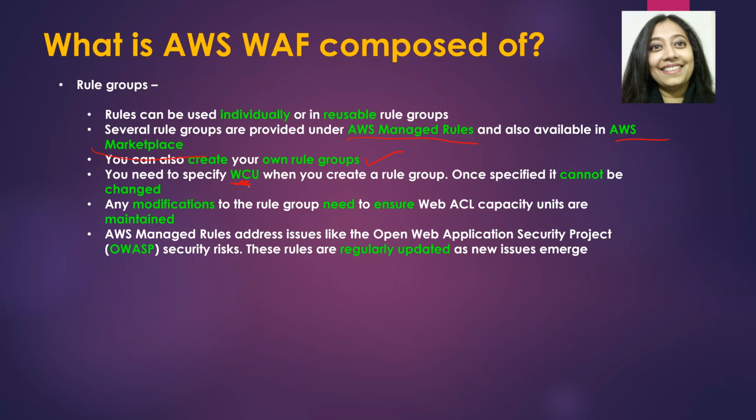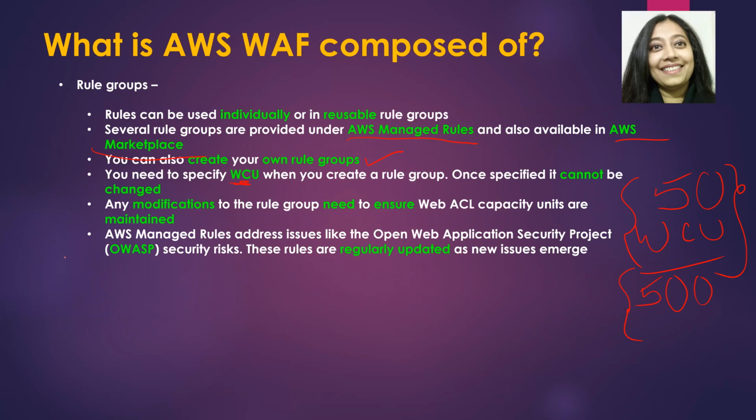Like if you say my rule group is going to have 50 WCUs, this is what you are stuck with. Now suddenly you cannot say, hey, I want to modify this rule group now with 500 WCUs. It's pretty much immutable, right? So if you want to do that, then you have to create a new rule group. So whenever you make any modifications to a rule group, let's say you change a rule or add a new rule, these WCUs need to be maintained.